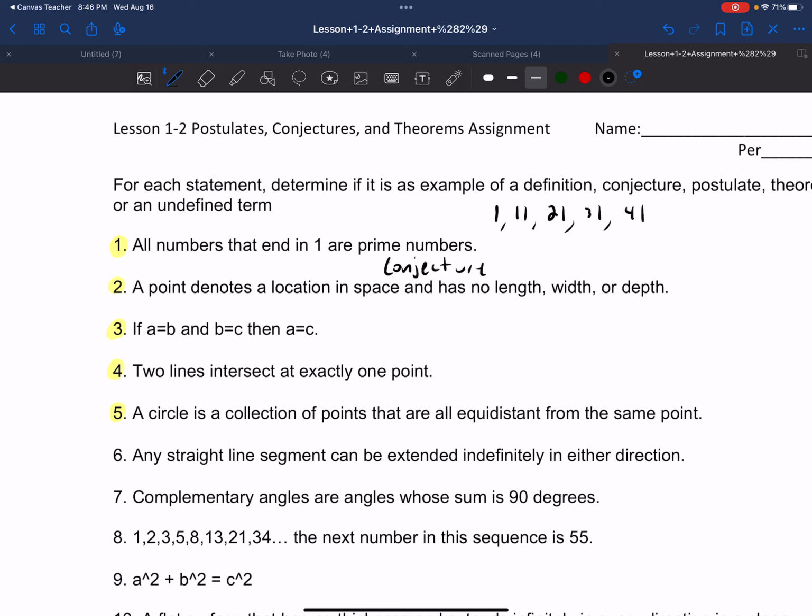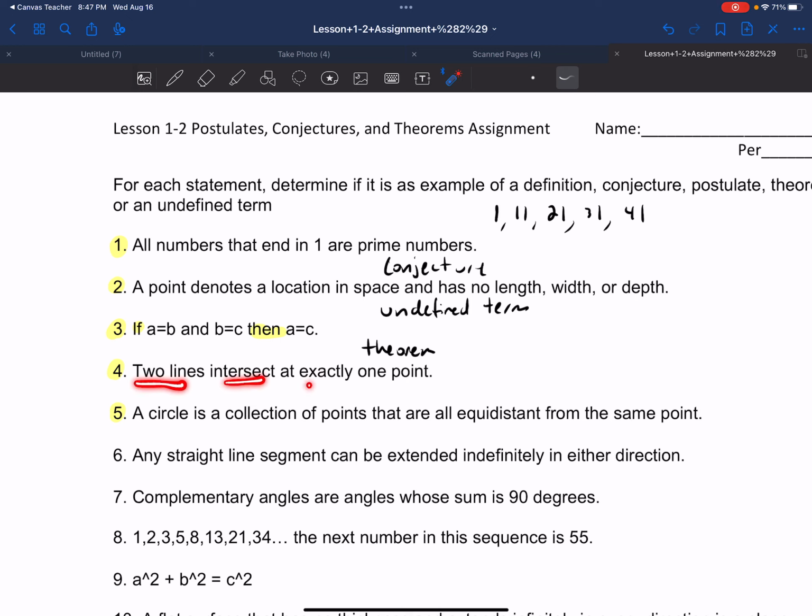Number 2, a point denotes a location in space and has no length, width, or depth. So this is just basically giving a definition to a point, but a point really is an undefined term, right? That's one of the undefined terms we talked about in 1-1. So this is going to be, again, undefined term. Here I have if A equals B and B equals C, then A equals C. The key words here, if, then. So that automatically tells me that this is a theorem.